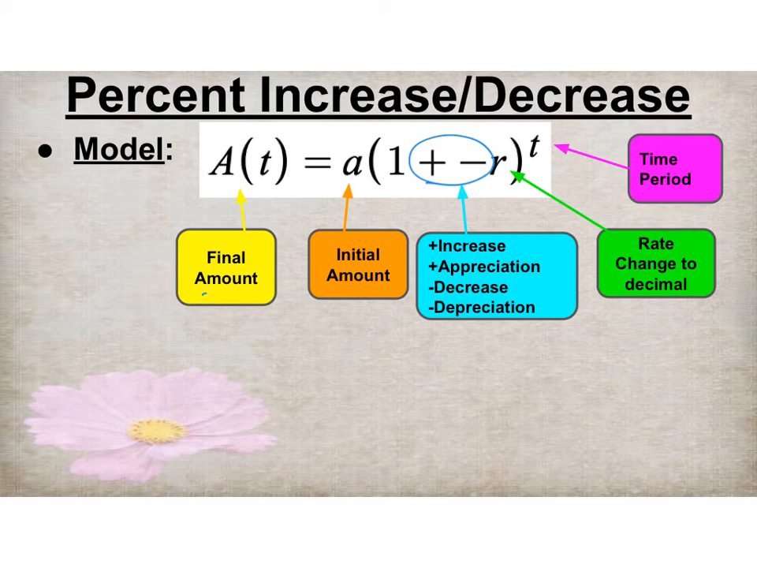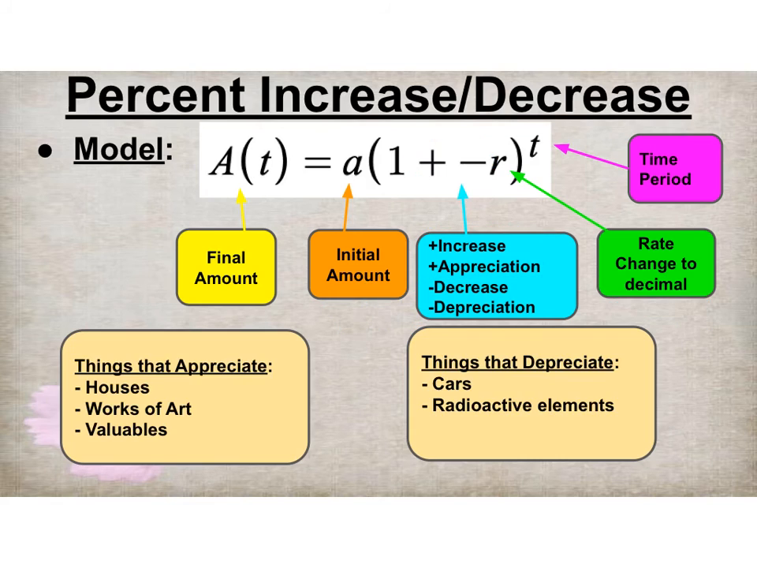So the capital A is your final amount. The little a is your initial amount, what you start with. So how much money are you putting into the bank, or how many milliliters or milligrams do you have to start with? The positive is the increase or appreciate, and the negative is if you are decreasing or depreciate. For the rate, make sure you change it to a decimal. So if it was 5%, you're going to be using 0.05, and then t is the time period. Things that appreciate: houses usually, works of art, valuables. Things that depreciate: often cars do, radioactive elements.